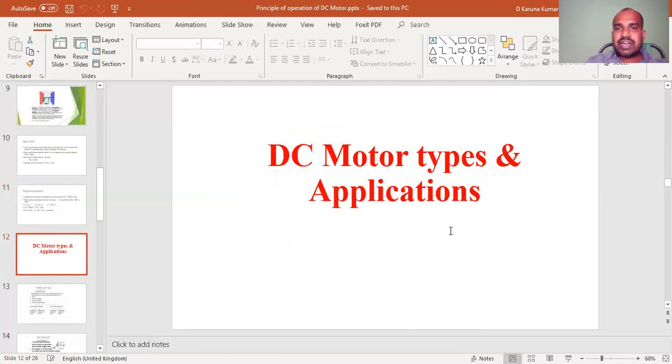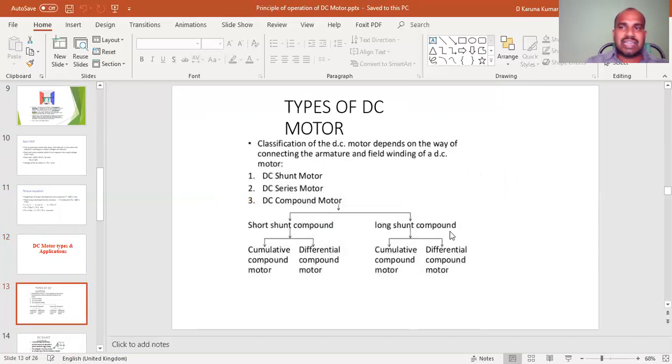Next, the different types of DC motors and their applications. DC motors are divided into two types: separately excited DC motors and self-excited DC motors. Self-excited DC motors are again divided into three types: DC shunt motor, DC series motor and DC compound motor. The DC compound motor is divided into long shunt and short shunt compound motors. Short shunt compound motors are divided into cumulative compound motor and differential compound motor, and again long shunt compound motors are divided into cumulative compound motor and differential compound motor.